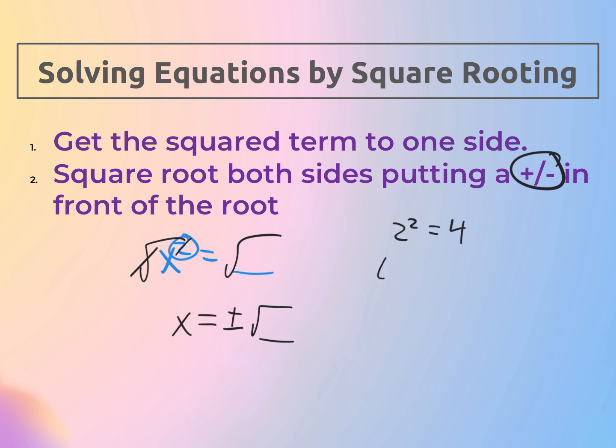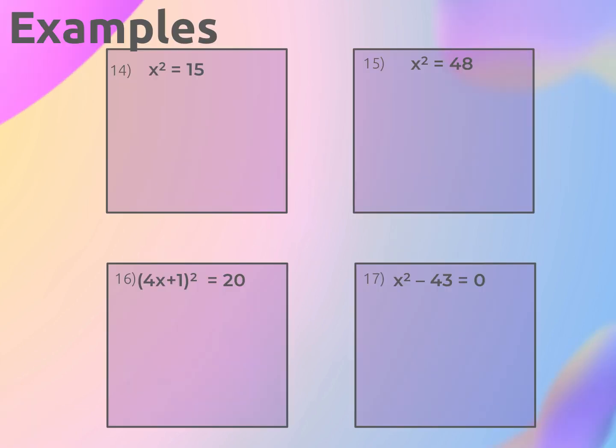But let's say you square a negative 2. What is this? Right, negative 2 times negative 2 is going to get you positive 4. We just got two answers that when we squared them, we got the exact same number, right? So we need to account for that case by putting a plus or minus in front of it. And then we'll do some examples now.